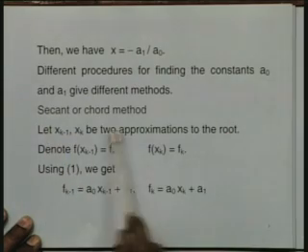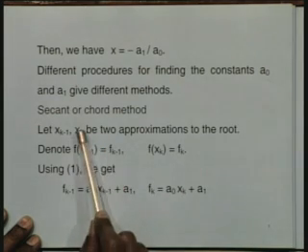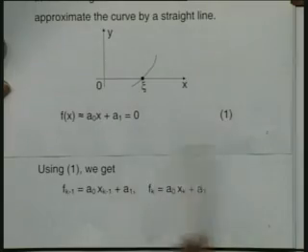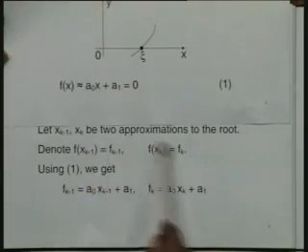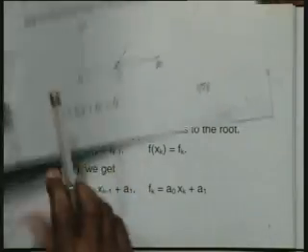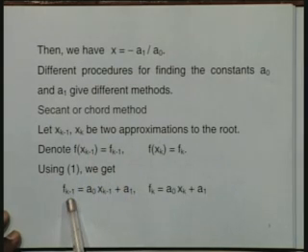Now if I take this as the approximation, then I know (xk-1, fk-1) is a point on the curve, (xk, fk) is also a point on the curve, but we have just now approximated f(x) by this line. That means these points are all on this line, therefore they would satisfy this particular equation. So I can substitute (xk-1, fk-1) in the equation of the line to produce fk-1 = a0 xk-1 + a1, fk = a0 xk + a1.